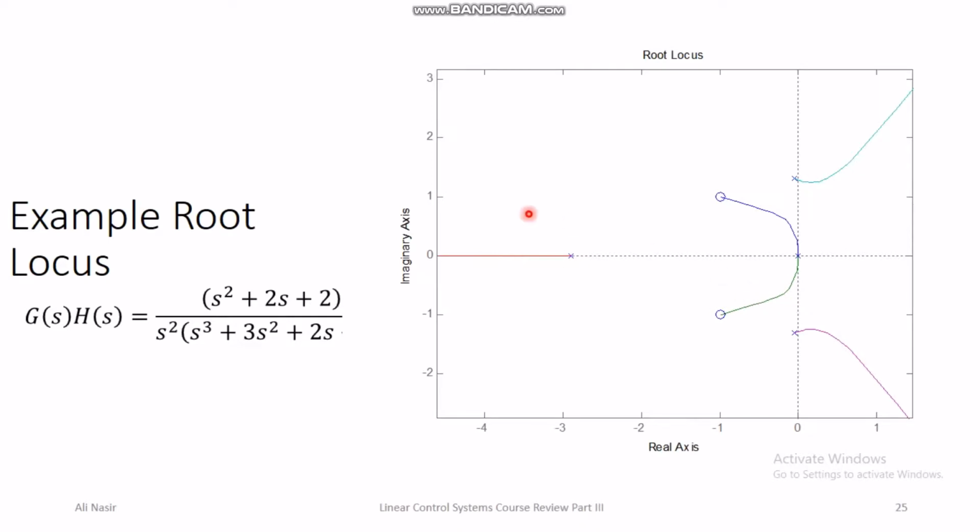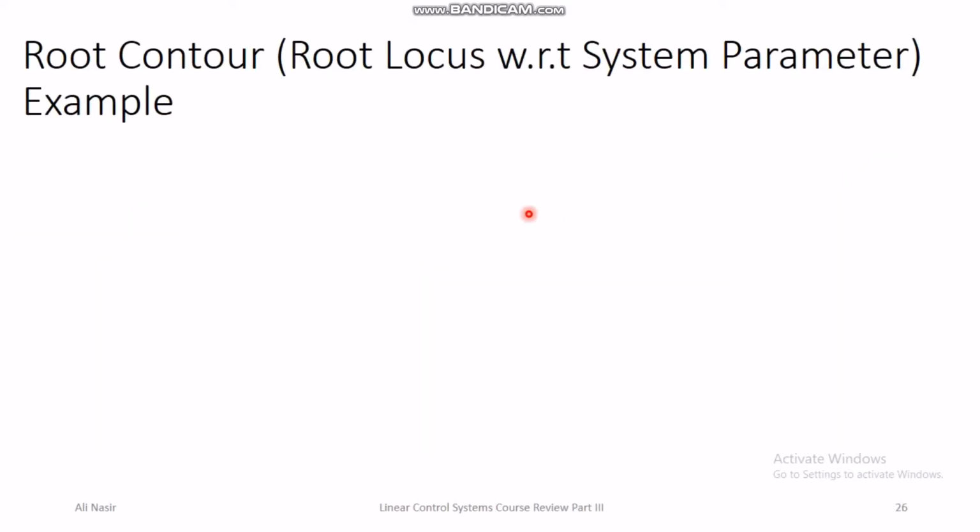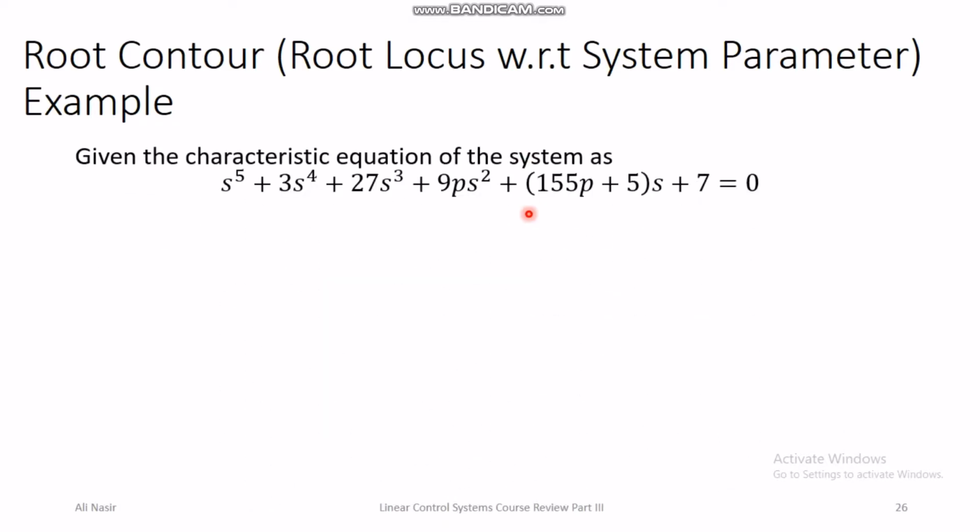So root contour is the next topic that we discussed in this course, where we studied the root locus with respect to a system parameter. Oftentimes it is required that you determine where the poles of the system will go with respect to a certain quantity that is a parameter of the system itself. For example, if you are building an aeroplane and you're wondering how the poles of this aeroplane would look if I change the length of the wings or the width of the wings and so on.